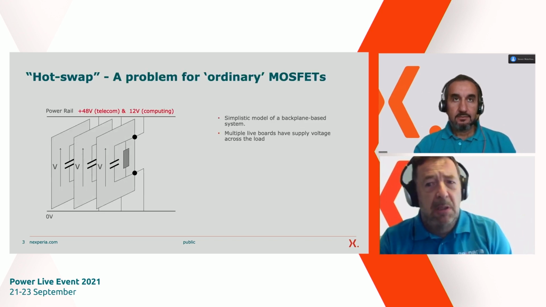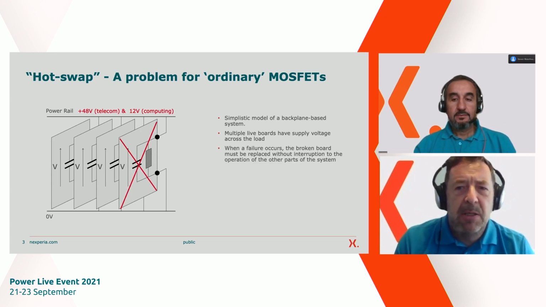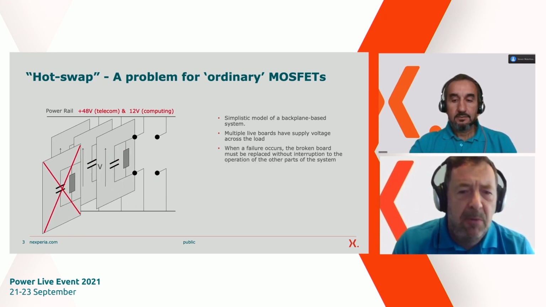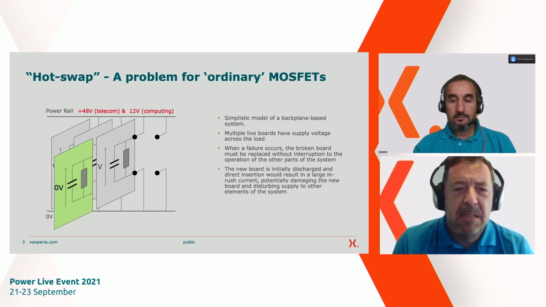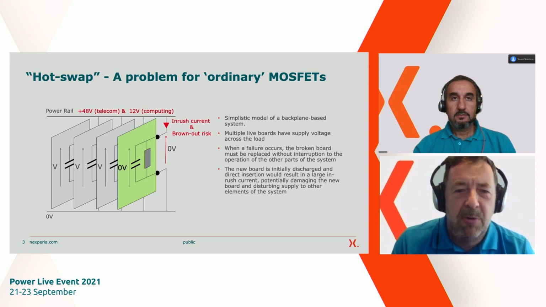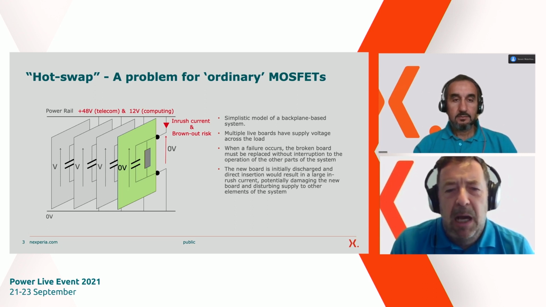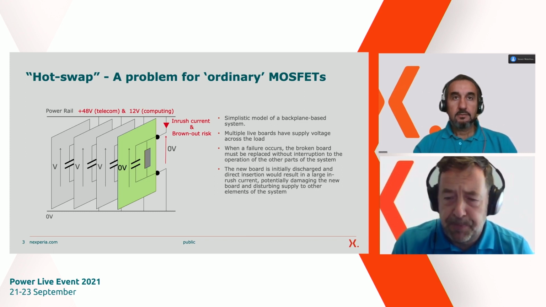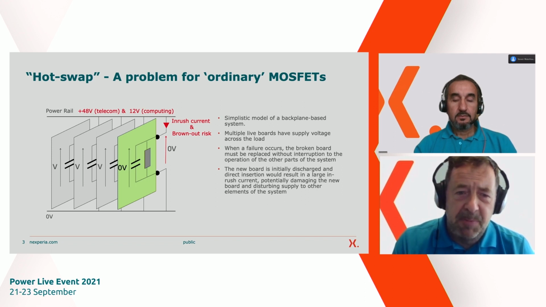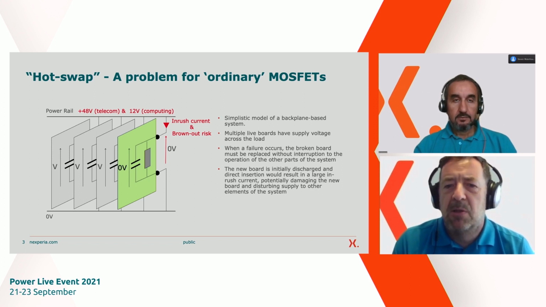hot swap applications. So normally with a hot swap application, you'll see a board fail. And in order to maintain the communications, whether you're watching a film or in a Teams meeting perhaps, we need to swap that board out. When we insert a new board, the capacitance on that board is seen as a dead short. Because there are lots of boards in this system, putting a dead short across the power supply will cause a brownout. So you want to control the inrush current with this new board.